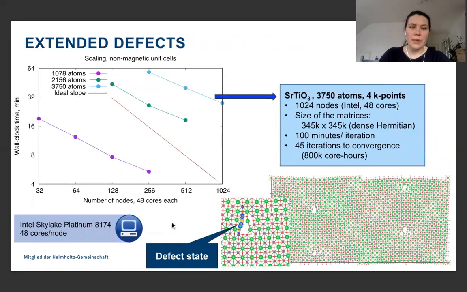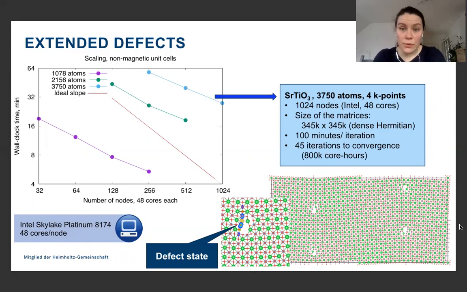And that is this example. Let's start with non-magnetic unit cells. Here on the plot, you again see the scaling, but now it's not a speed up, but it shows you how execution time drops when you increase the number of nodes. And there are 3 systems here, all with over 1,000 atoms. And the biggest one is strontium titanate. You can see the unit cell here. It's an extended defect. Let's take a closer look at what we have here.